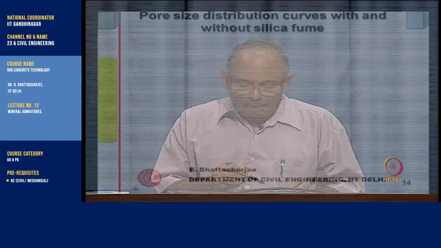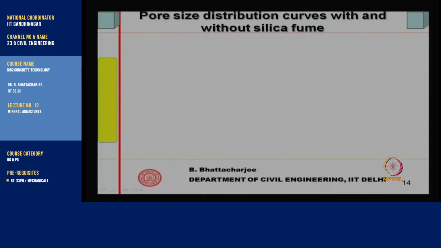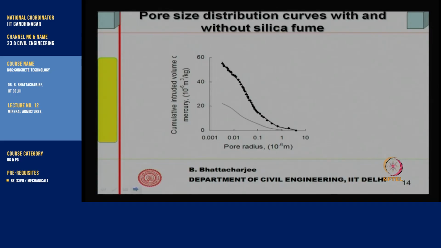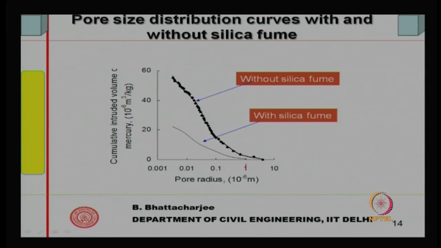Let us follow it up with the pore size distribution curve with and without silica fume. Now, if you have silica fume, then there is a significant change, because it is very fine. Without silica fume, the pore size distribution is something like this, and with silica fume the pore size distribution is the next one as shown. You can see that the pore sizes become smaller with silica fume, and without silica fume sizes are less refined, and the volume of the pores is also more.